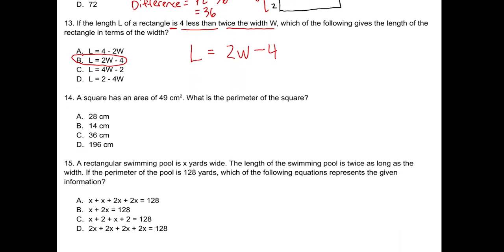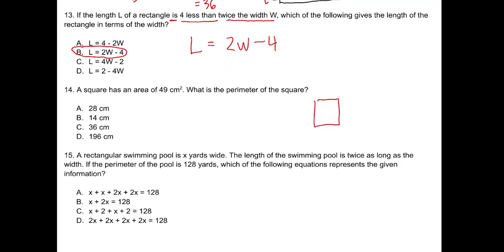Number 14 says a square has an area of 49 square centimeters. So if the area is 49 square centimeters, and this is a square where the side lengths are the same, the sides have to be 7 by 7. And if it's asking for the perimeter, that is all the sides added together. So the perimeter is going to be 7 plus 7 plus 7 plus 7, because all the sides are the same. So you just add up 7 4 times, or you could just do 4 times 7. Either way is fine. You're going to get 28 either way. So our answer is A.